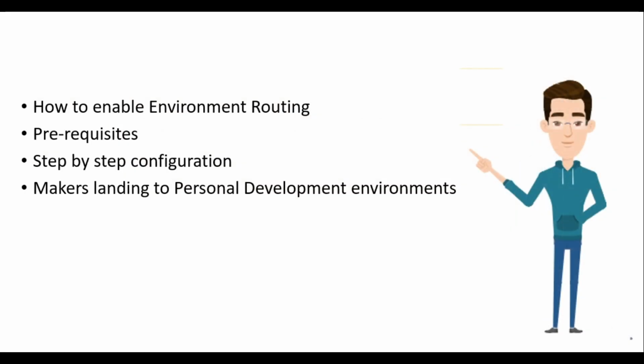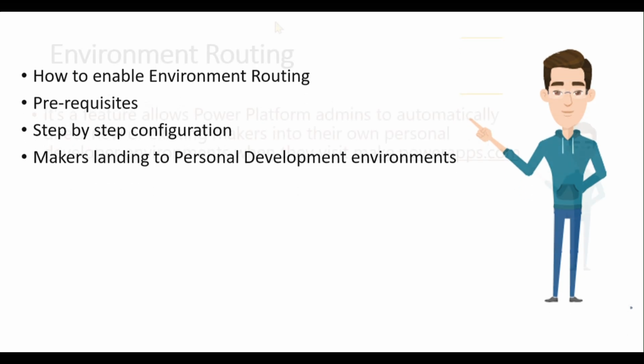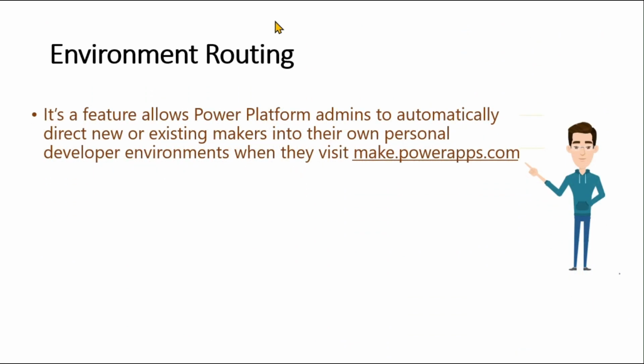In this video, let us understand how we can enable environment routing, what the prerequisites are, the step-by-step configuration, and how makers are redirected to their personal development environments. First, we quickly understand what environment routing is. It's an admin feature that allows platform admins to automatically redirect makers into their own personal environments instead of the default environment when they log in to make.powerapps.com.